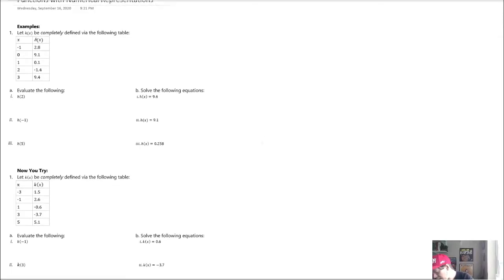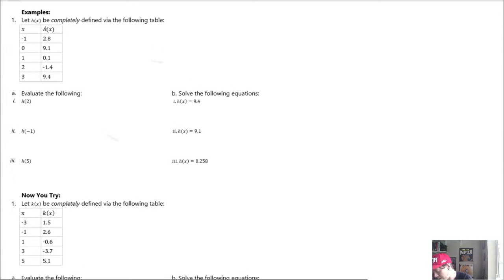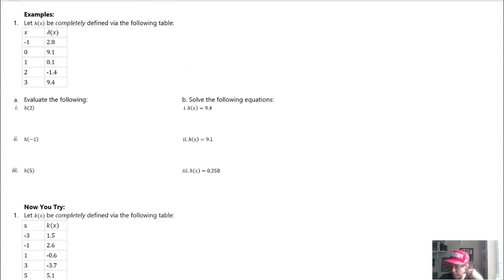And welcome everybody. This video is going to go over functions in table format and how to evaluate a function given in table format and how to solve a function equation in table format. I guess I should say on that previous one, if we're evaluating a function for a given value, when that function is given in table format, how do we find that output? And then we're solving an equation of a function where the function is defined in table format. How do we find the input for that given output?